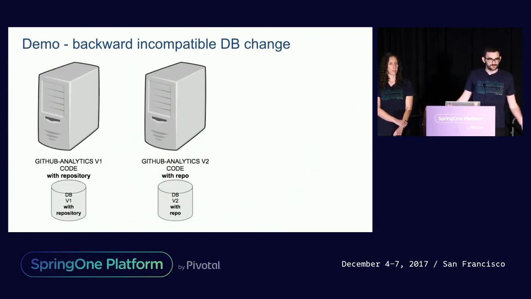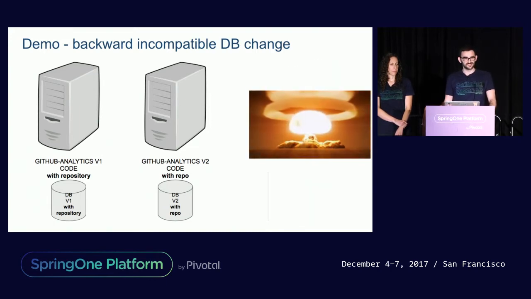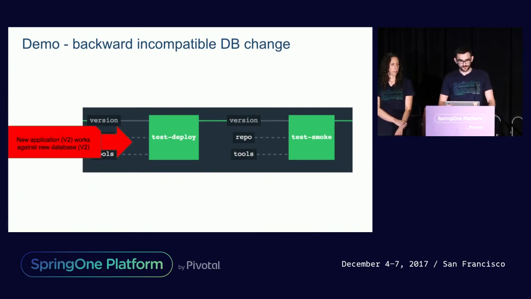So what can we do now? Let's see if the jar from production can actually work with our new version of the database, right? v2. Animation, disaster, and let's see why. So we go through these steps. Test deploy. We upgrade the schema to v2.